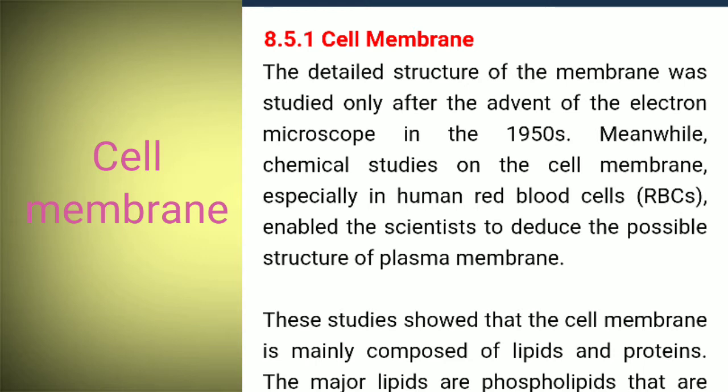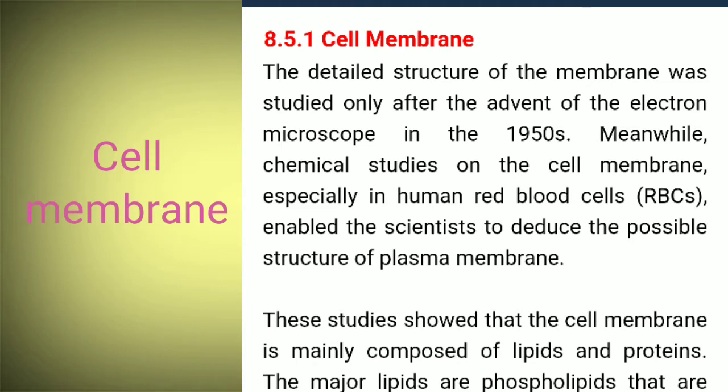Meanwhile, while this whole structure was being studied, chemical studies on the cell membrane were also going on, and especially in human red blood cells, enabled the scientists to deduce the possible structure of the plasma membrane, as to what chemicals or biomolecules this plasma membrane or cell membrane is made up of.